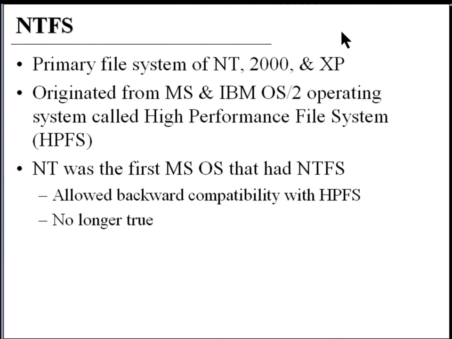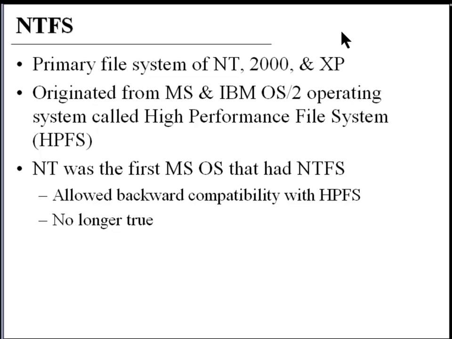NTFS is the primary file system for Windows NT, and believe it or not, although most of you might not even have heard of that, that's still in use by a lot of organizations. Or if you're running Windows 2000 or XP. If you're running Windows 98, you might be running FAT32. And if you're running Windows 95, you're most likely running a FAT16 file system.